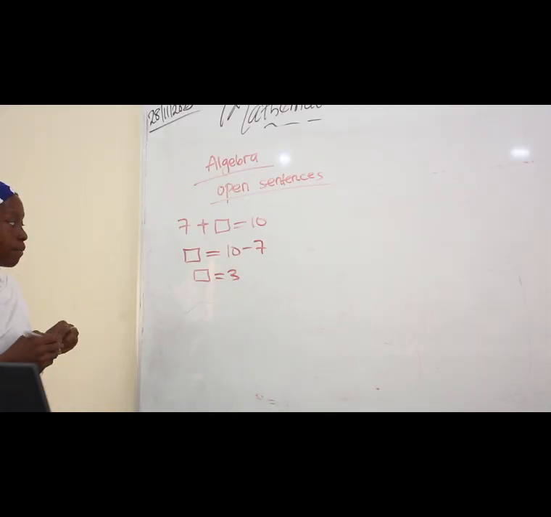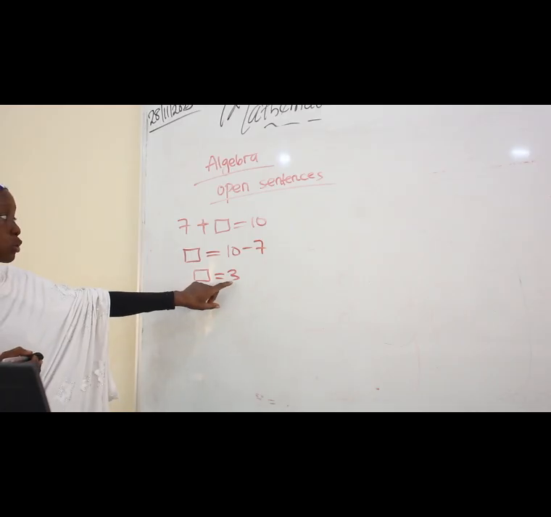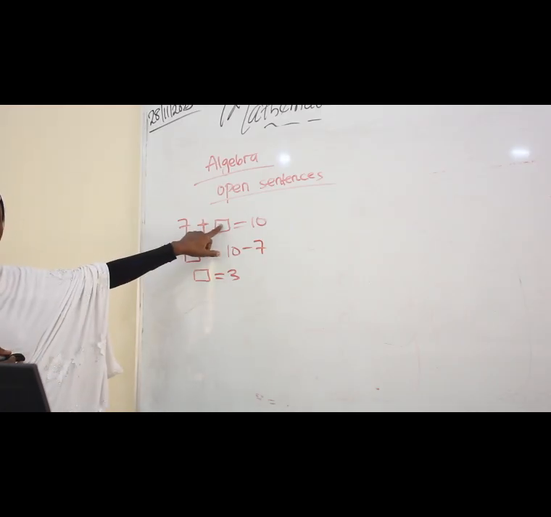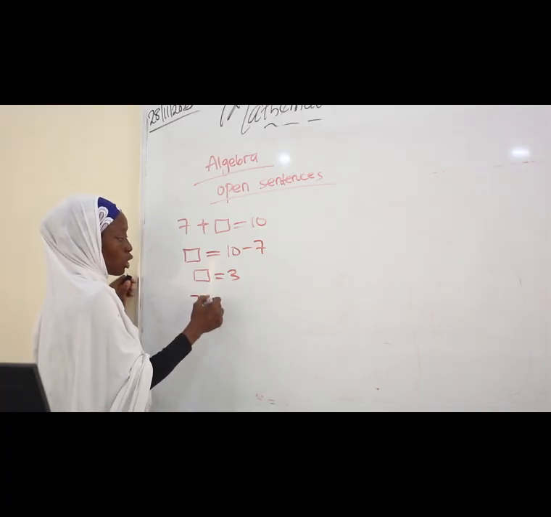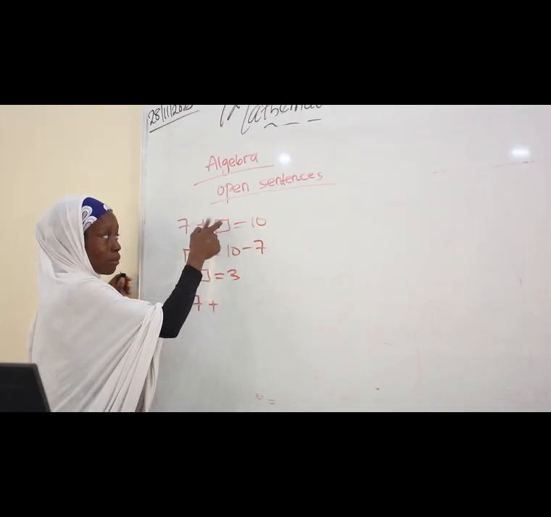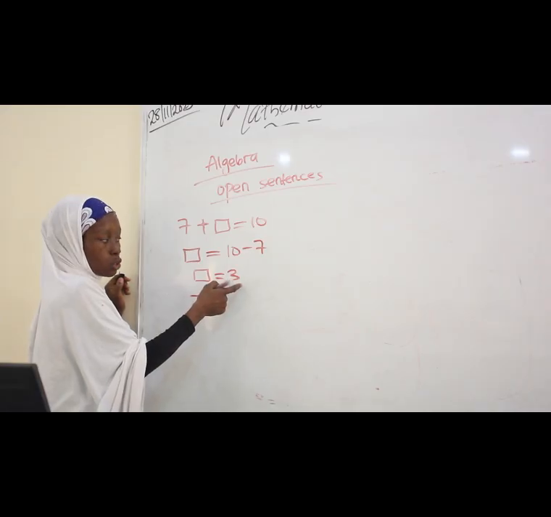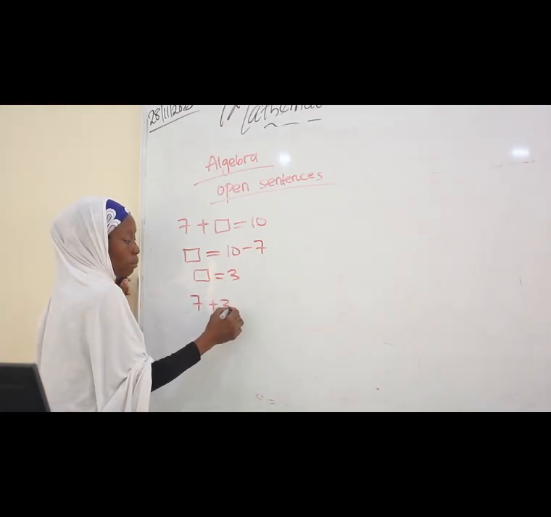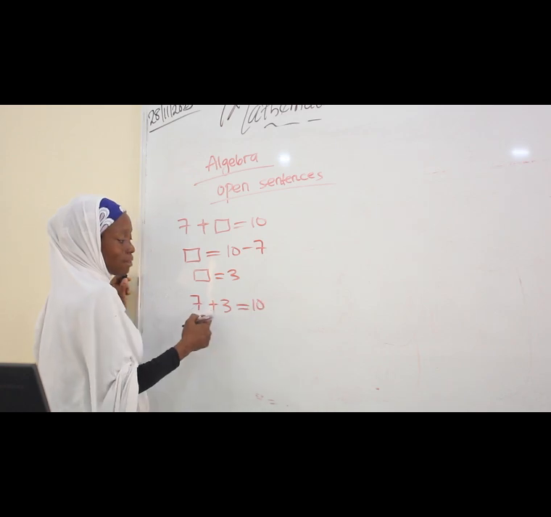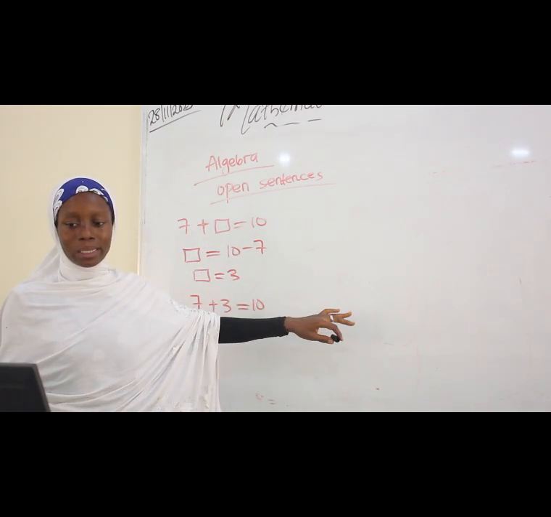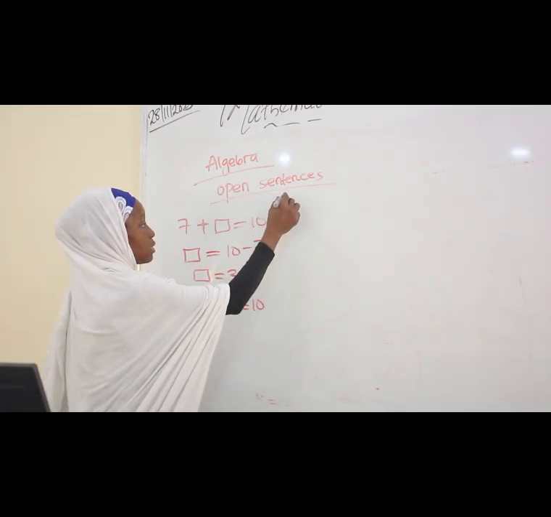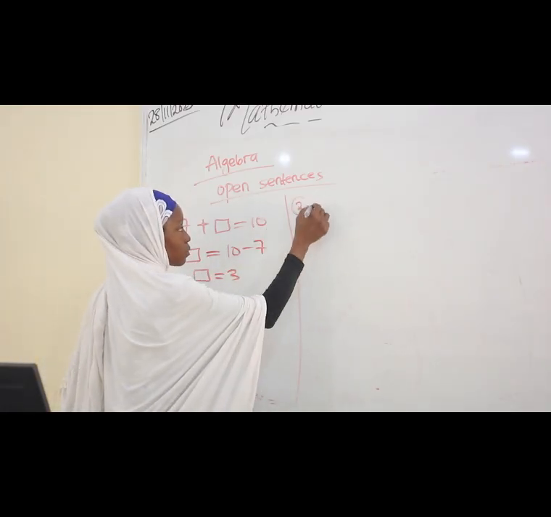So if the box is 3, let's substitute back the value into our question. We are going to have 7 plus the box, which is 3. So instead of writing the box, we are going to substitute in 3. 7 plus 3 is equal to 10. 7 plus 3 gives us 10. So this is a true statement. Let's look at the second example.